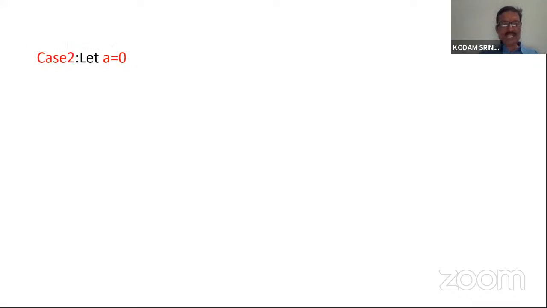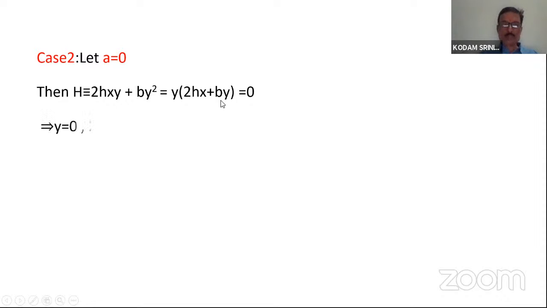In the first case we have taken a not equal to 0. Now we are going to take the next case, a equal to 0. By substituting a equal to 0 in the equation ax square plus 2hxy plus by square equal to 0, the first term will be 0. Now the second term onwards, that is 2hxy plus by square equal to 0. From these two terms, we can take y as common. That is y into (2hx plus by) equal to 0.